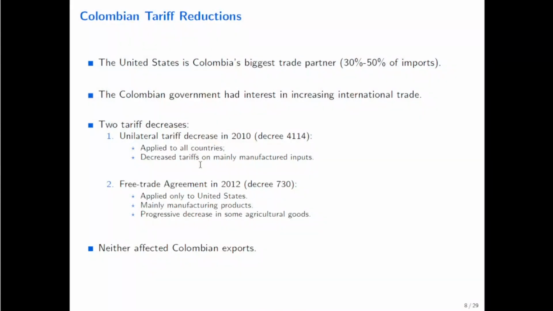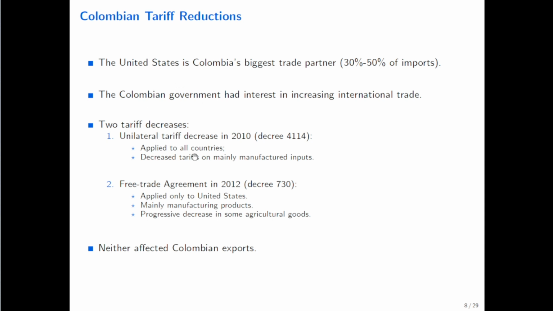For the empirics, we're going to exploit two reforms that are Colombian tariff reductions for inputs. One is the free trade agreement between Colombia and the US. This is different to the free trade agreement between Vietnam and the US, in the sense that the one in Vietnam and the US was an export trade liberalization. This is an input trade liberalization. The main interest was to reduce the price of inputs and increase the participation of Colombian firms in international trade. So there are two tariff decreases.